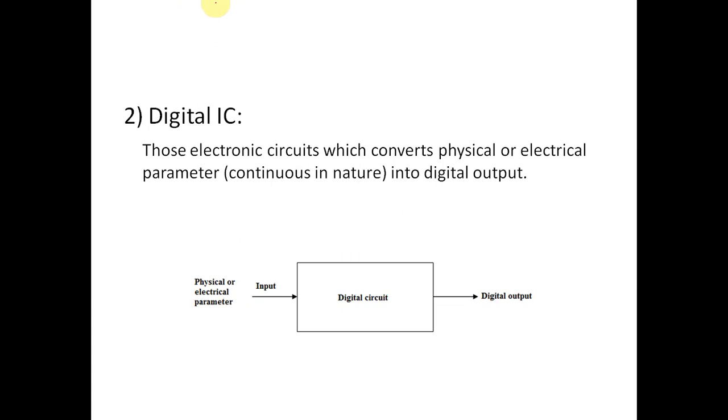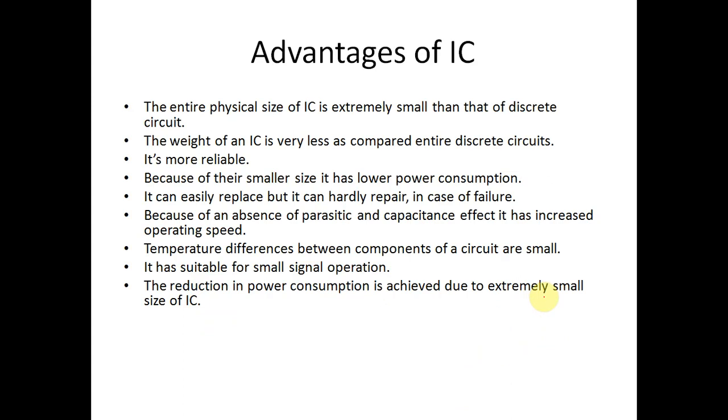Now, digital IC. Those electronic circuits which convert a physical or electrical parameter, continuous in nature, into digital output. Here the physical or electrical parameter is nothing but your audio, video, text, etc. These are converted into a digital signal. The digital signal format is like 10111, which is nothing but your digital signal. The examples of digital ICs are the computer, mobile, etc.